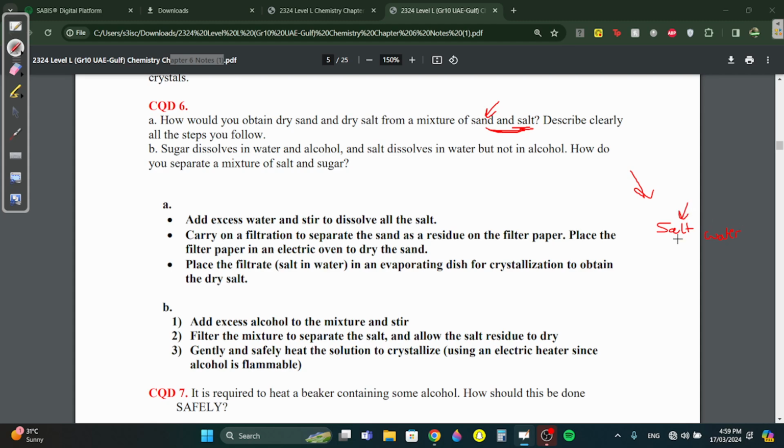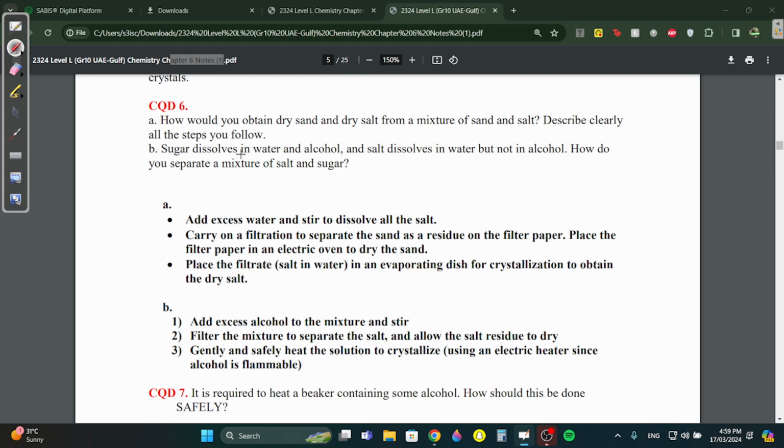How would we separate that? We want to get the salt by doing crystallization. So you say put it in an evaporating dish. You have to say evaporating dish for crystallization to obtain what? The dry salt. These are the keywords. You have to now put it in an evaporating dish for crystallization to obtain the dry salt. That's it.